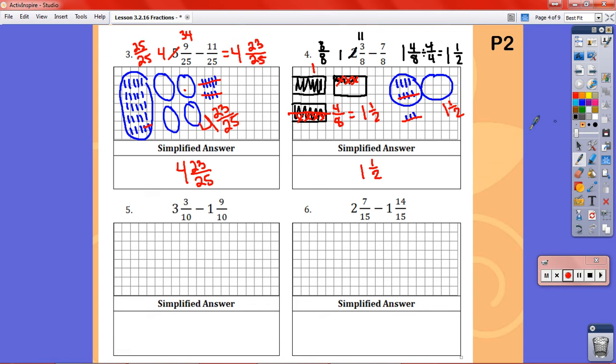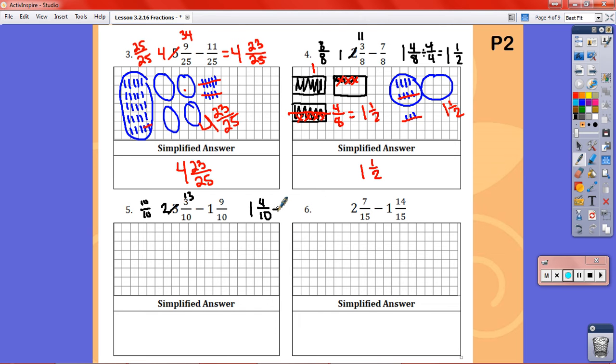Alright, here we have 3 3/10 minus 1 9/10. Well, I'm going to have to subtract the fractions first. And I can't take 9 away from 3, so I'm going to have to borrow. So if I borrow 1, then that becomes a 2. And I borrowed 1, which is 10 out of 10. So 10 and 3 makes 13. And so I have 2 and 13/10 minus 1 and 9/10. 13 minus 9 is 4, so I have 4/10. And 2 minus 1 is 1, so I have 1 and 4/10.